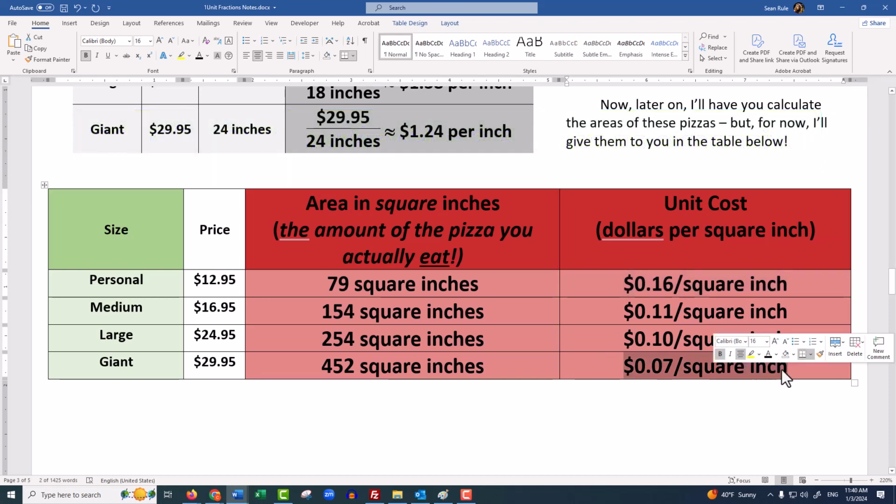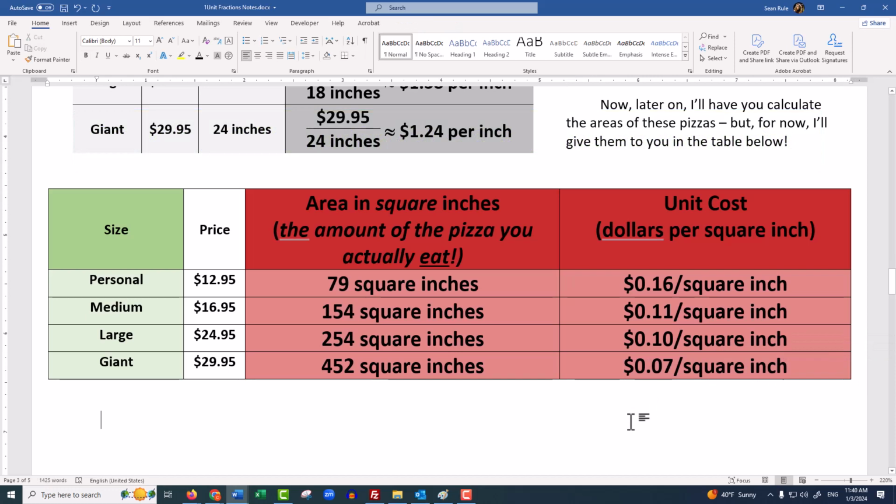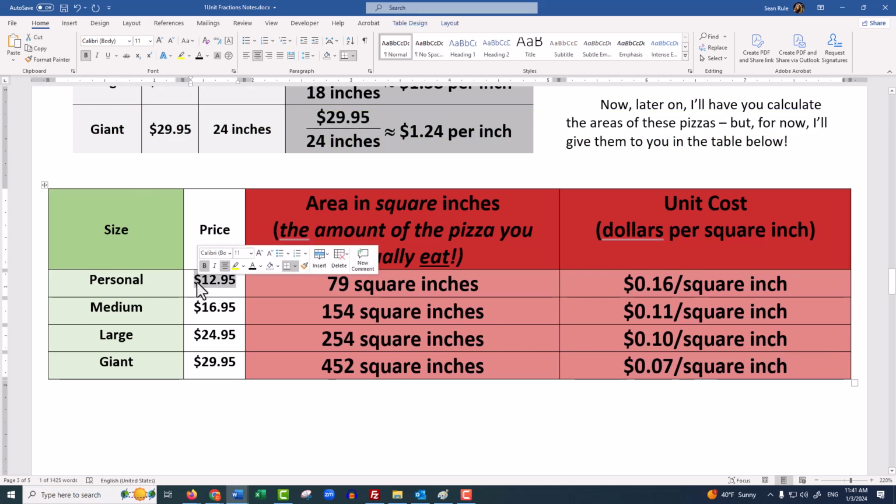And that's the beauty of unit cost. Yes, the personal might seem like the best deal, but it's only if you define best deal as cheapest pizza. The giant is actually the best deal if you're trying to minimize the actual cost per what you eat. Not minimize the cost of the product you're buying, but minimizing the cost of what you actually eat. Pretty cool, huh? Try the next few.